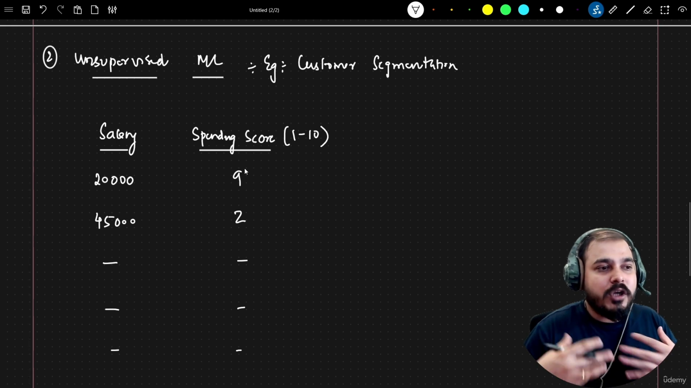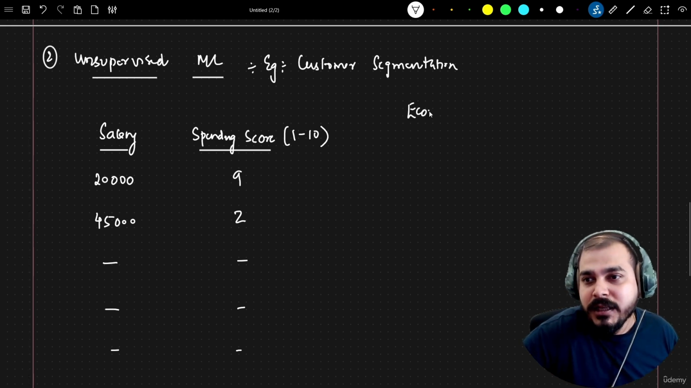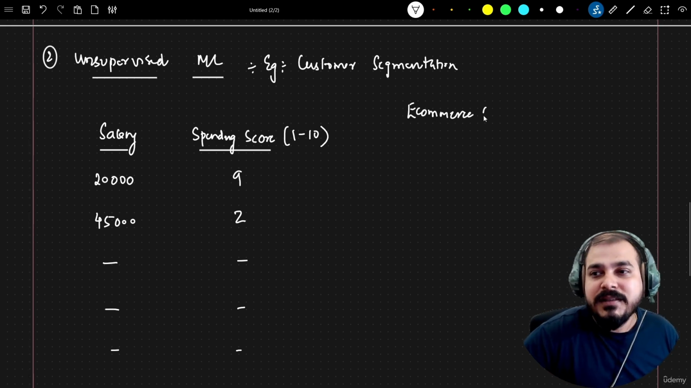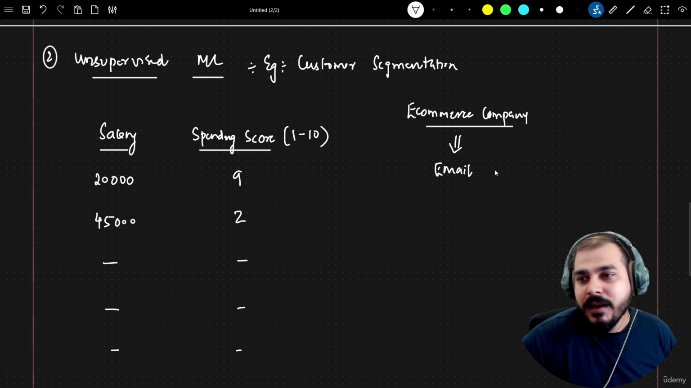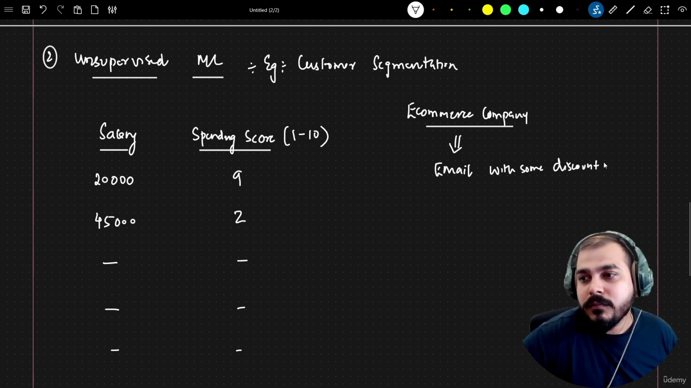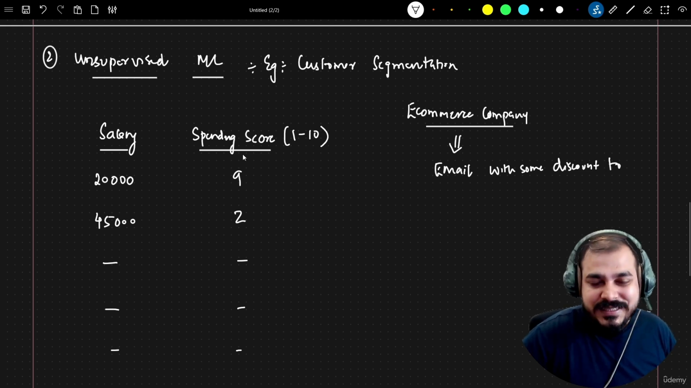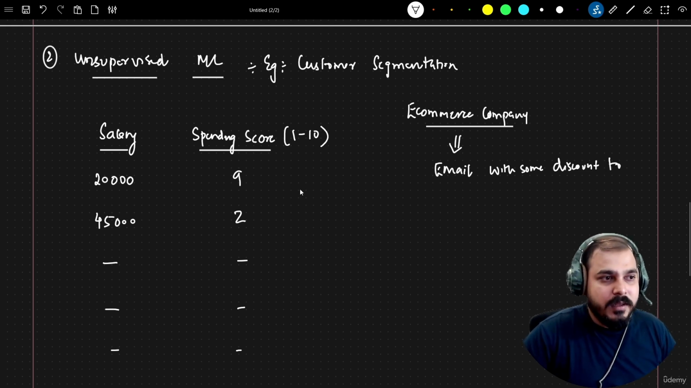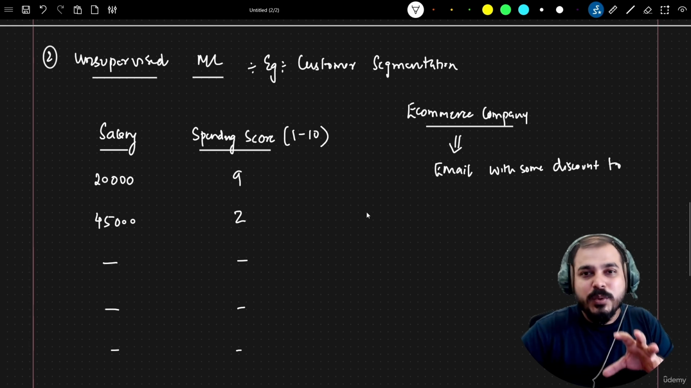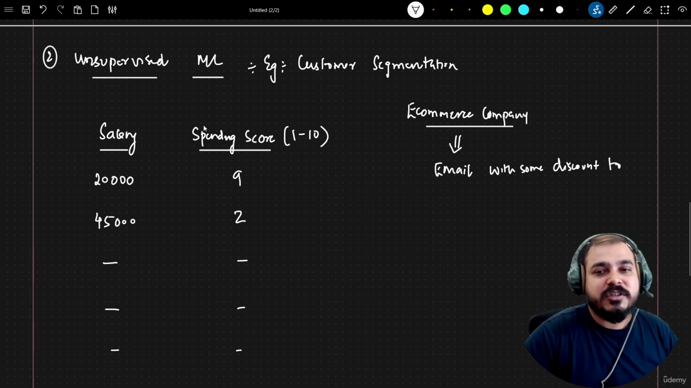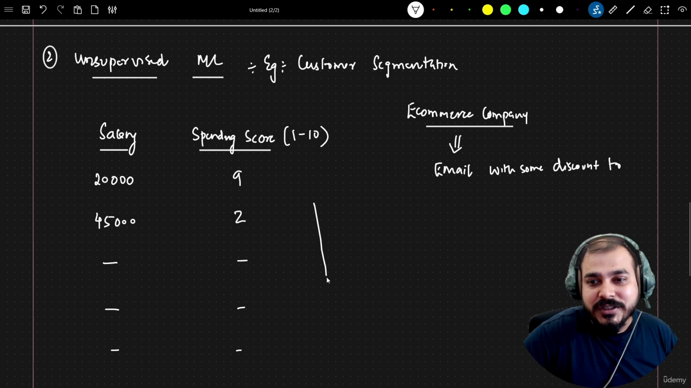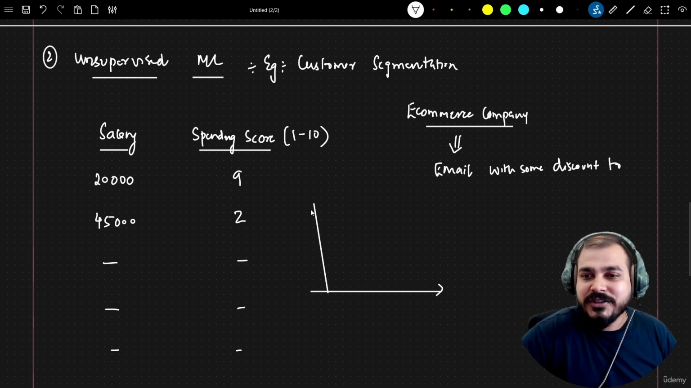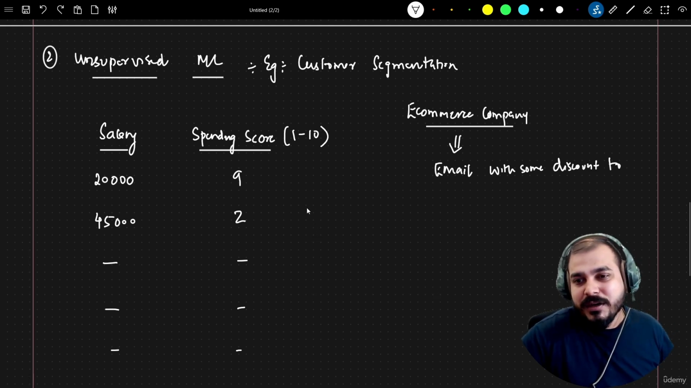Tomorrow, let's say I want to launch a product. I'm running an e-commerce company, and I've launched a product. And I want to send a mail with some discount coupon to these people based on the spending score. So how do I send it? What I do is that with the help of unsupervised machine learning, we create clusters. We create clusters. Now, let me give you an example of how the clusters will look.